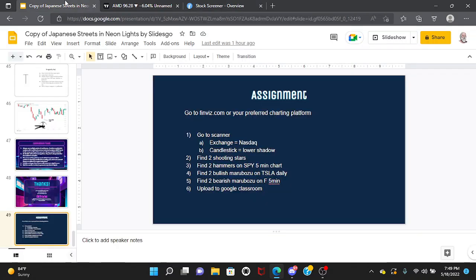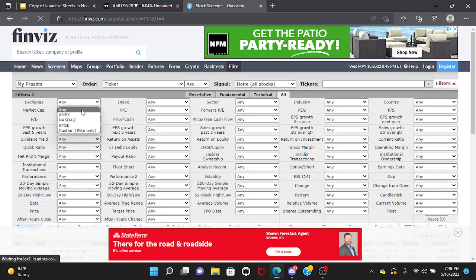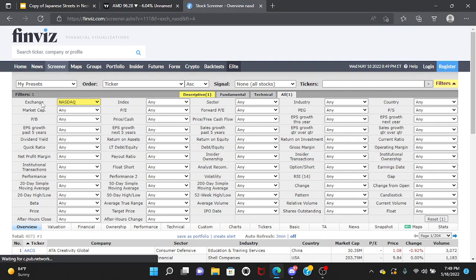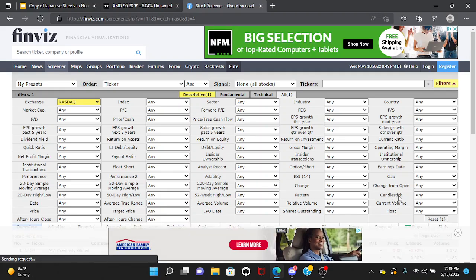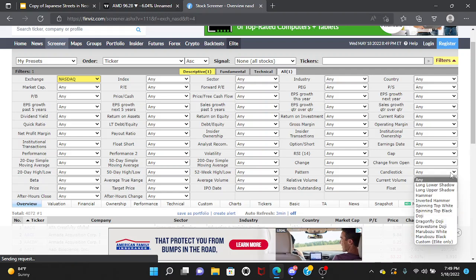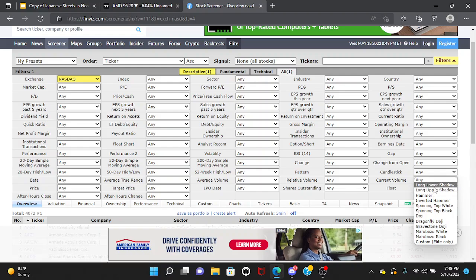Let's see, what did I tell you guys to do? We're going to choose NASDAQ as our exchange. So that's actually the first option right here. So we're going to switch the exchange to NASDAQ. And then here, all the way on the right column, there's a candlestick pattern selection. So let's choose a long lower shadow.